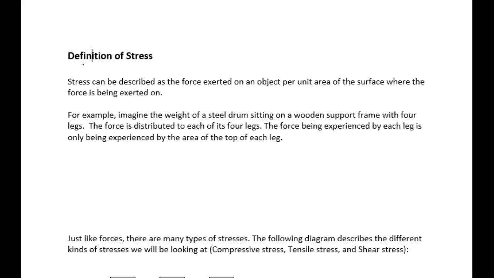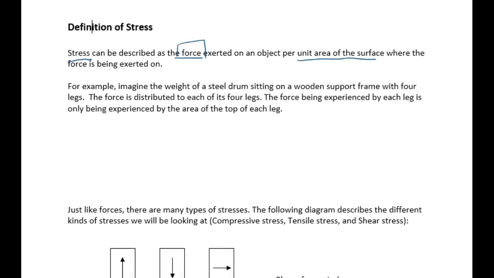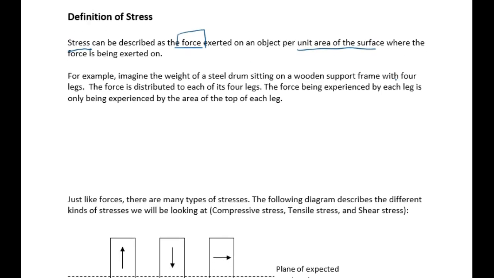So now we'll look at the definition or the idea of what is stress. Stress in particular can be described as a force exerted on an object per unit area of the surface where the force is being exerted. For example, imagine the weight of a steel drum sitting on a wooden support frame with four legs. We've looked at this idea before. The force is distributed to each of its four legs. The force being experienced by each leg is only being experienced on the area on the top of each leg.